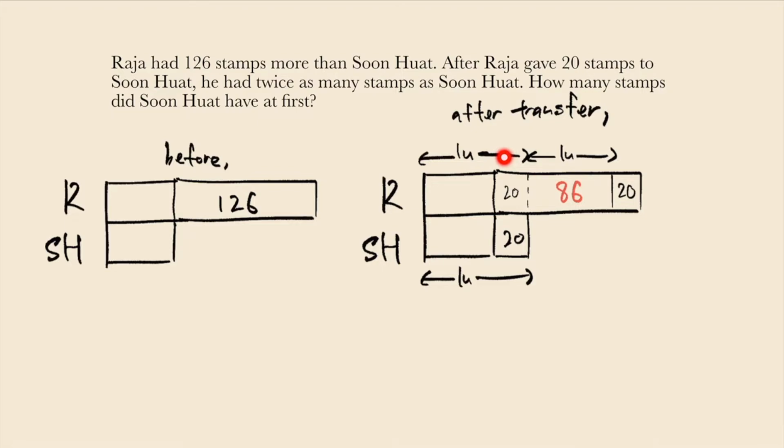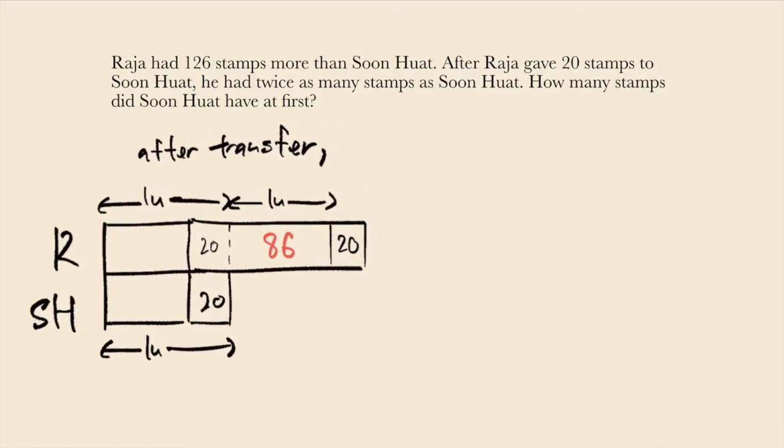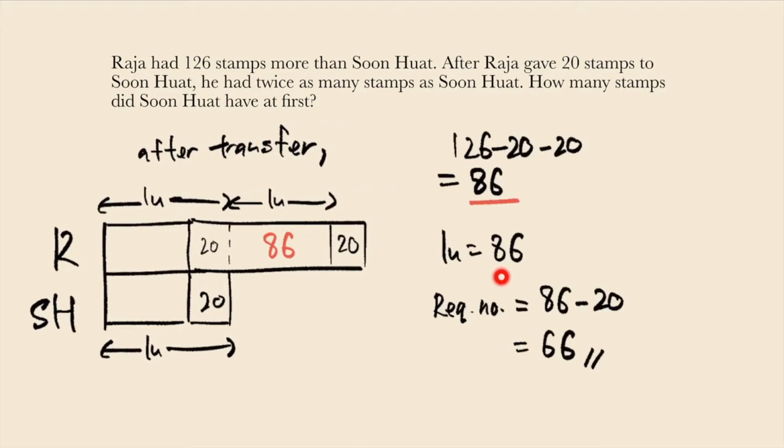Now, if Raju had 2 units in the end, doesn't that mean that this 86 would represent another unit? Because Raju in the end would be 2 units, yeah? So it must be 1U, 1U. So if this portion here is already 1U, well, this 86 must be that 1U as well. Hey, voila, we have just formed an equation. 1U is 86. So knowing that 1U is 86, we can find this portion here, 86 minus 20. So this is 66. Now that happens to be Sunhuat's items at first. So that's the answer to our question.